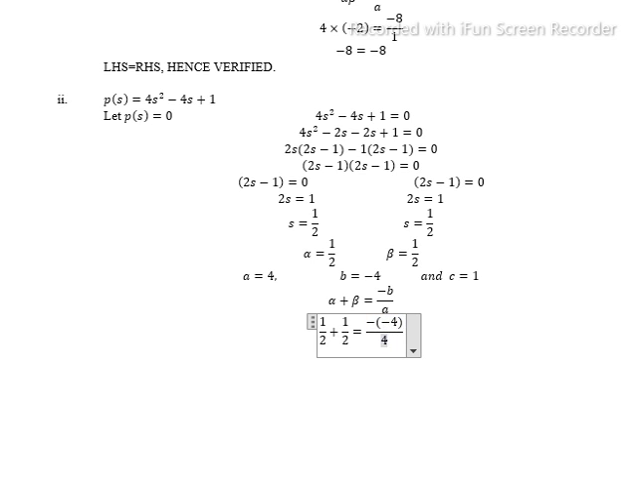What is a? A is 4. Now 1 by 2 plus 1 by 2 is 1, and minus into minus is plus, so 4 divided by 4. 4 by 4 is 1. Finally we have LHS 1 is equal to 4 by 4, which is also 1. So LHS is equal to RHS, hence verified. The first relation is verified.